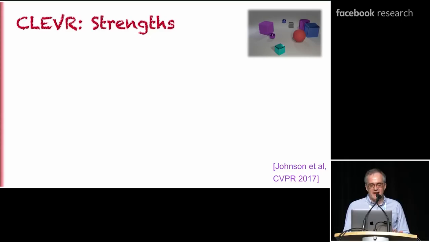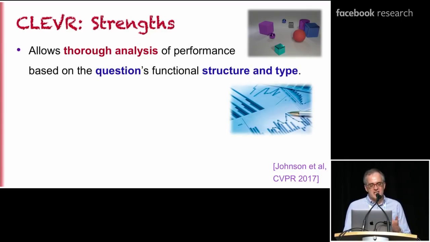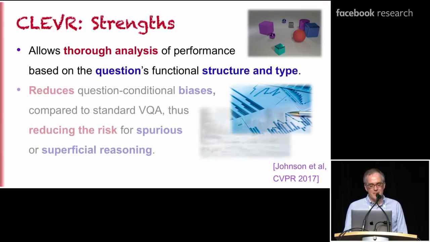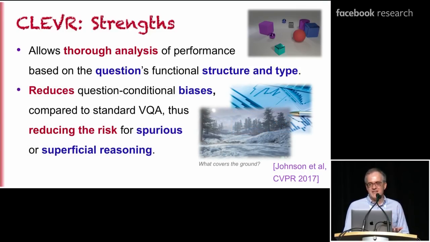But the strengths of CLEVR are, by the construction of the data set, it allows thorough analysis of performance based on the question's structure and type. But more particularly, part of why it was originally designed was there was this first generation of visual question answering work, and it looked impressive initially, and then people started to discover that there are a lot of question conditional biases and opportunities to do spurious and superficial reasoning. So it seemed that most of the initial VQA systems didn't actually understand much about either language or the images.